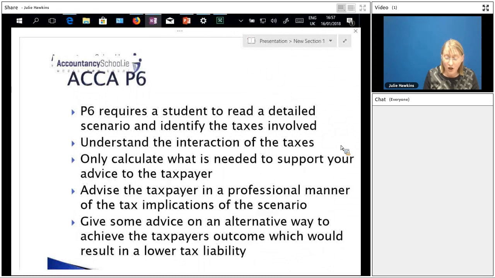Also, you will be required to give advice on an alternative way to achieve the taxpayer's outcome, which could result in a lower tax liability. So usually the first part of the question is to advise the taxpayer on the tax implications of what they want to do. And then what you are usually required to do as the next part of the question is to tell the taxpayer, well, this might be a better way from a tax viewpoint to achieve what you want to do.